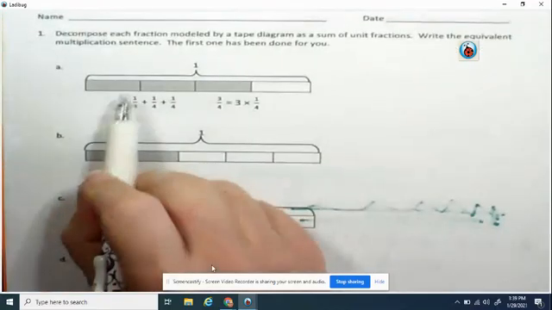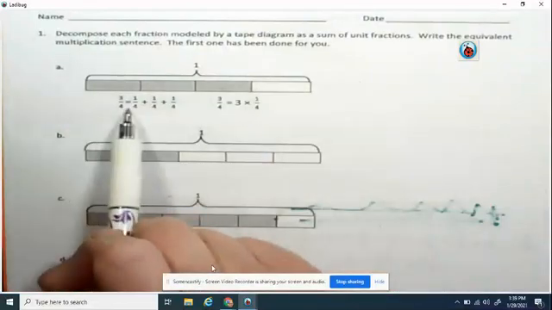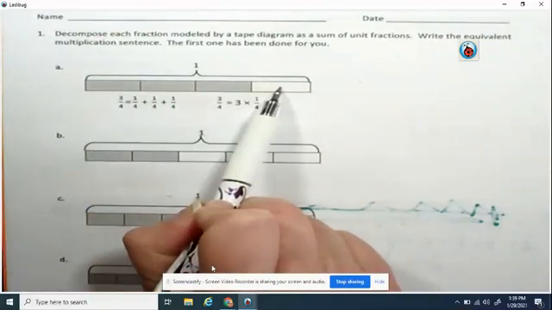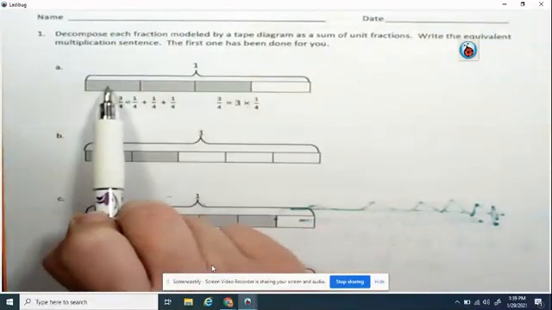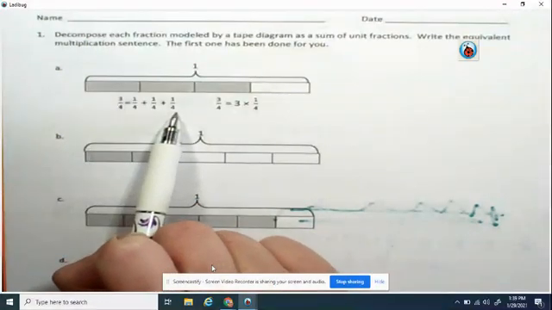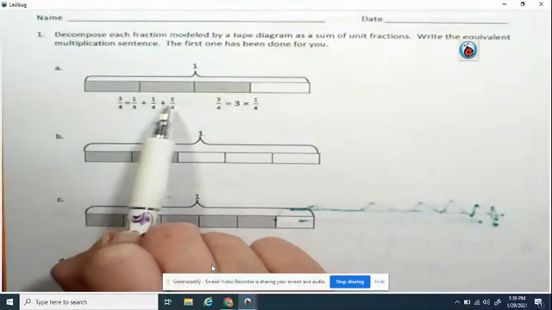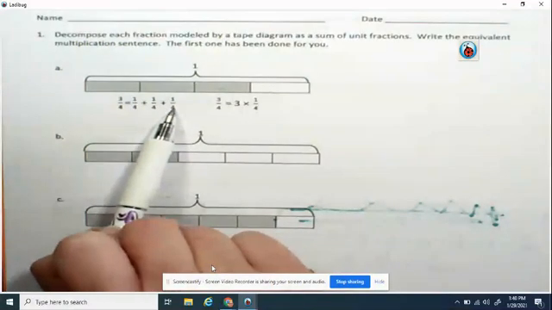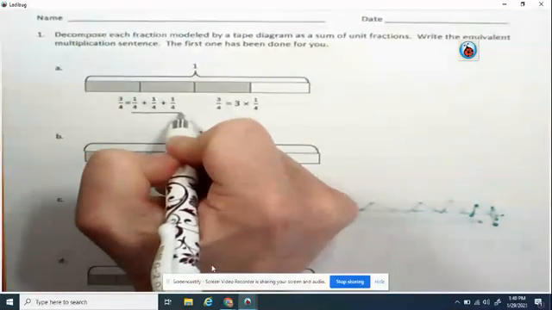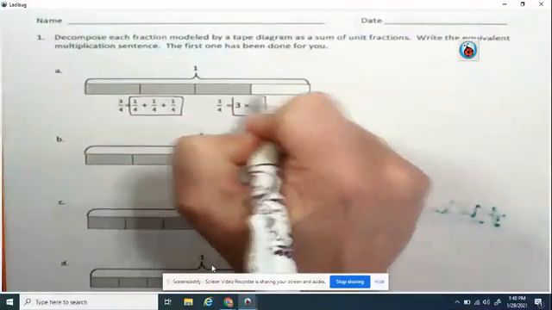All right, so this one, my whole is the fourths, 1, 2, 3, 4. So my denominator is fourths because there are 1, 2, 3, 4 total parts. I have 3 parts shaded in, 1, 2, 3. So I have 3 fourths. And if I break that up into unit fractions, that's 1/4 plus 1/4 plus 1/4. And whenever we have repeated addition, the same thing added over and over and over, we know that repeated addition is the same as multiplication. So that is 3 times 1/4.